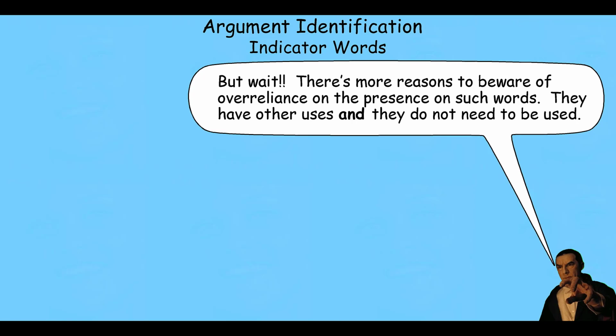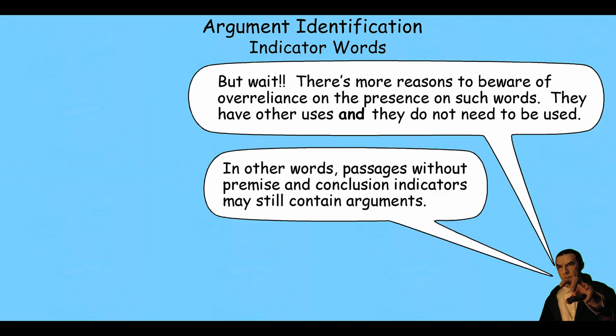There's also another reason. Nobody has to use premise or conclusion indicator words. The absence of premise and conclusion indicators does not in any way indicate that no argument will be found in a particular passage. In other words, passages without premise and conclusion indicators may still contain arguments. So the presence of premise or conclusion indicator phrases and words in a written or spoken passage can provide us with evidence or reasons that this passage might well contain an argument.